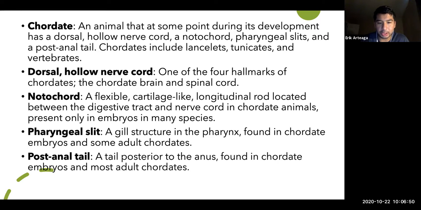Pharyngeal slit. This is a gill structure in the pharynx found in chordate embryos and some adult chordates. Postanal tail, a tail posterior to the anus found in chordate embryos and most adult chordates. So we do have this postanal tail development. Sometimes you even have individuals that will keep that tail even after being born. So there are some genetic abnormalities that can occur, and people have been born with tail-like protrusions from their spine.